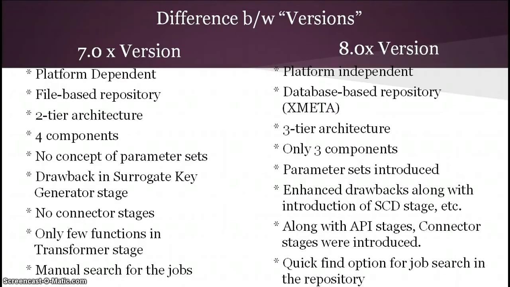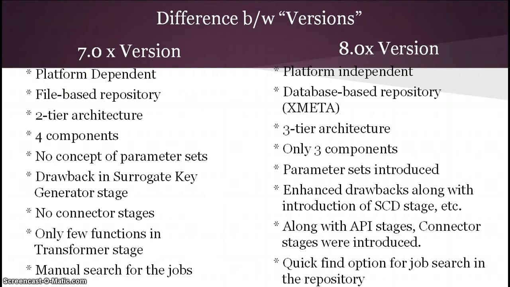In the 7th version, the data stage is platform dependent. It means that basically the data stage is built on the Unix server, right? So if we have access to the Unix server, we need not separately raise access for the data stage. But in 8.1, from the 8 version, they made the data stage platform independent. Even though we have access to the Unix server, we need to separately raise requests for accessing data stage. So that's basically platform dependent and independent.